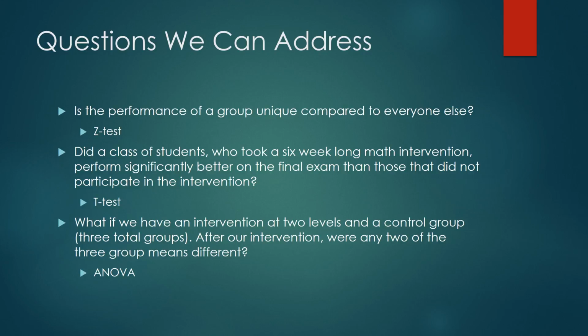Did a class of students who took a 6-week-long math intervention perform significantly better on the final exam than those that did not participate in the intervention? That's where we're comparing the mean of two groups, and comparing the mean of two groups is best done using a t-test. What if we've done an intervention at two levels? For example, we've treated level 1 and level 2, and we also have a control group that didn't get treated. That would be 3 total groups. After our intervention, we want to know if any of the two groups are statistically significantly different, and that would be best done through an ANOVA.